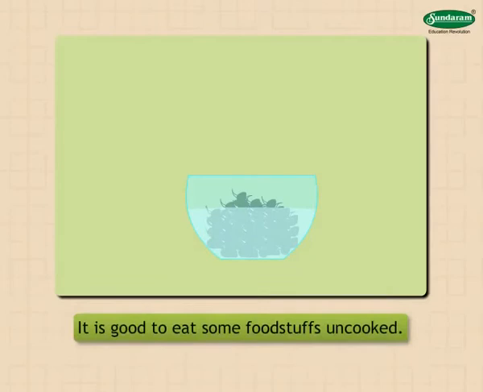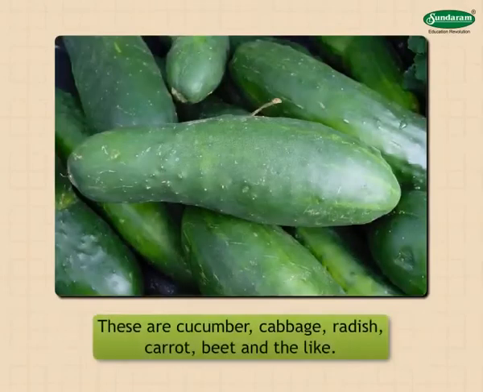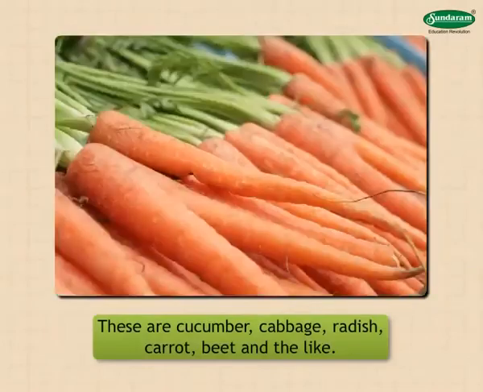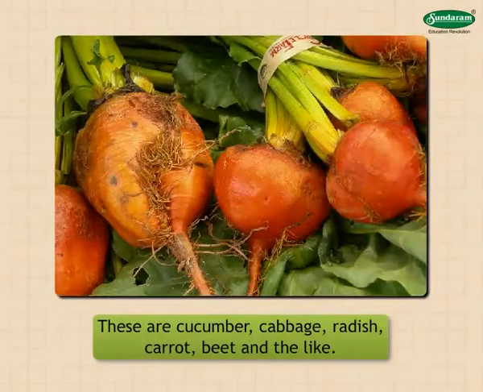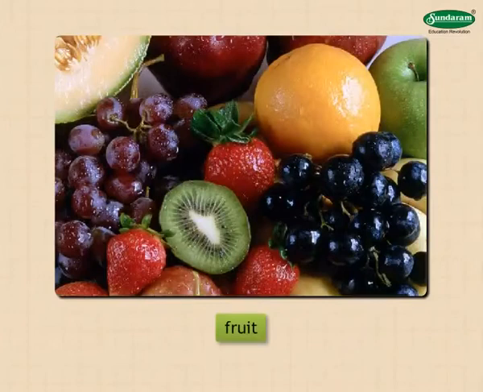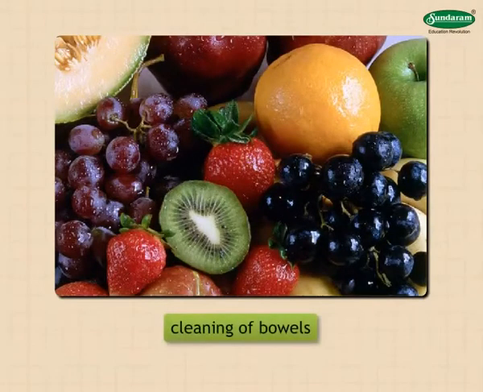It is good to eat some foodstuffs uncooked. These are cucumber, cabbage, radish, carrot, beet, and the like. Also, eat all kinds of fruit. They give us the vitamins that our body needs. Besides, the fiber they contain makes the cleaning of bowels easier.